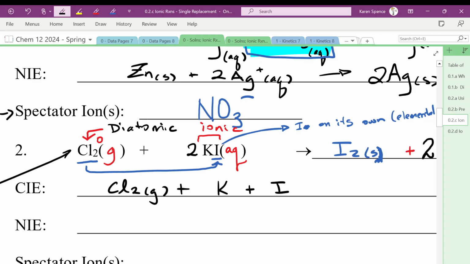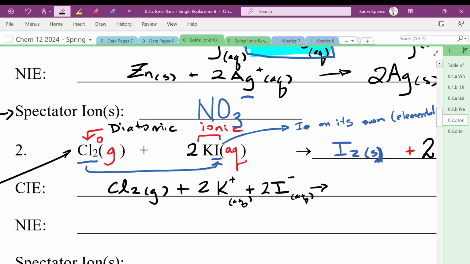We do have an aqueous ionic compound. You can tell me what you think of that. What am I missing? Charges, K+, I-. States, aqueous, aqueous. What else am I missing? The coefficients, I need a 2 and a 2.